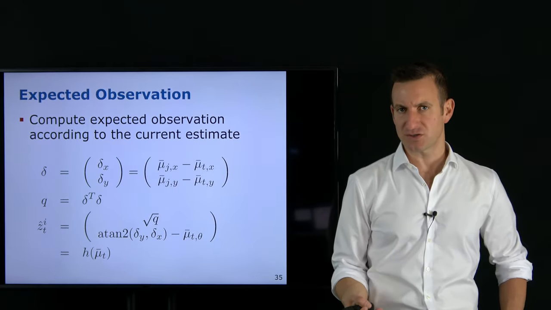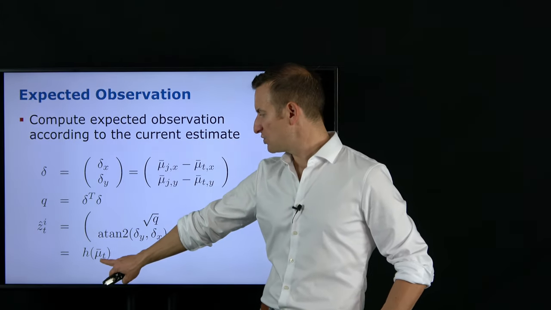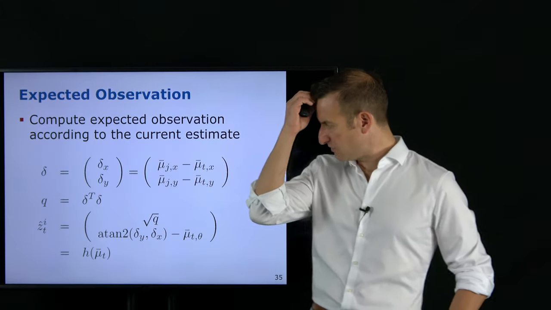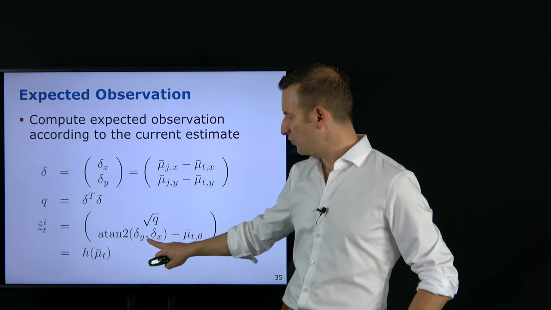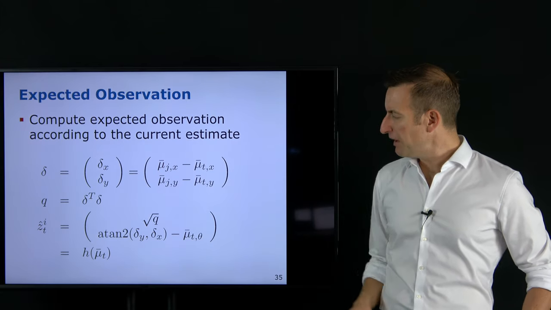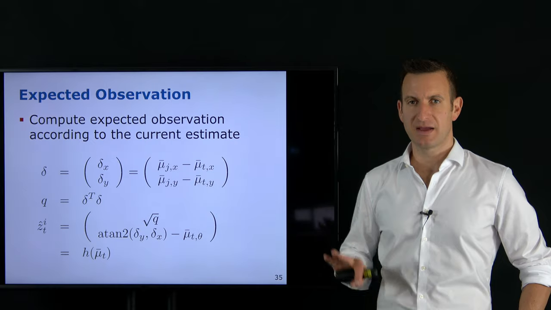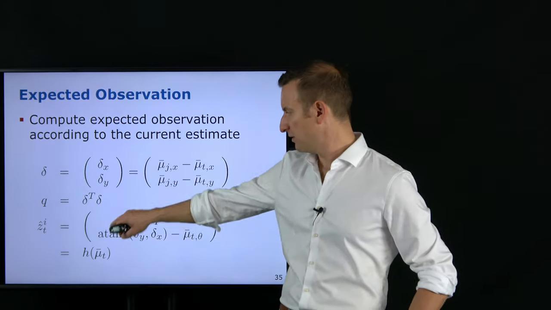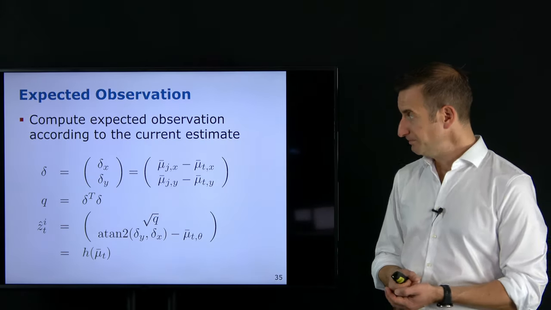So my observation function, the function which computes my predicted observation, is this h, which is a function that takes the mean vector as an input and gives me a two-dimensional output. The first one is the square root of q, and the second one is eta 2 of this difference minus the best estimate that I have about where the robot is right now in terms of its orientation. And that's it. Again, you can see this is a nonlinear function. So this is nonlinear, and this is nonlinear. So this needs to be appropriately taken into account.